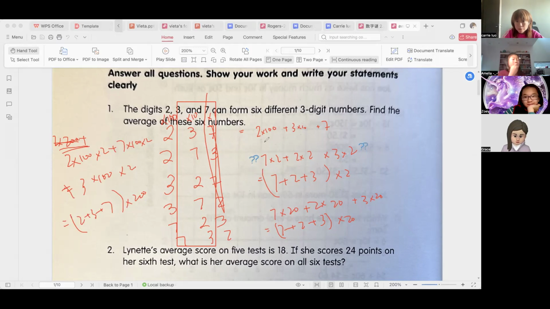Get it, Zoe? So that's why. How did you get this? Which part? This part? Because 7, 3, 7, 2, 3, 2. It's like every single one is 7 times 2. How many 7's are here for this one? We have 3. 2. 2. How many 3's do we have? 2. And how many 2's do we have here? 2. Correct?